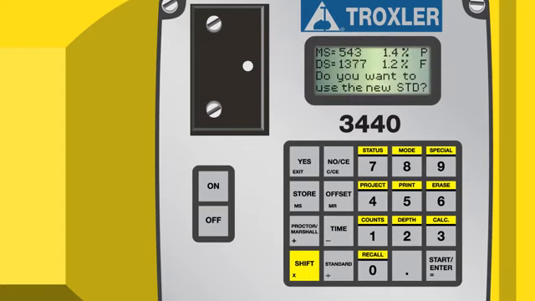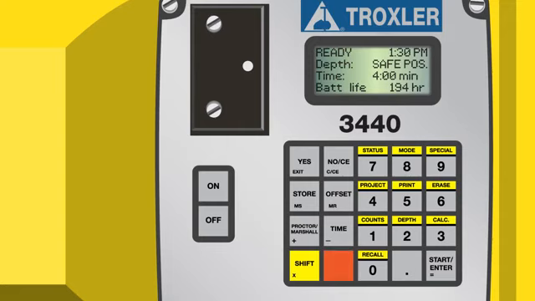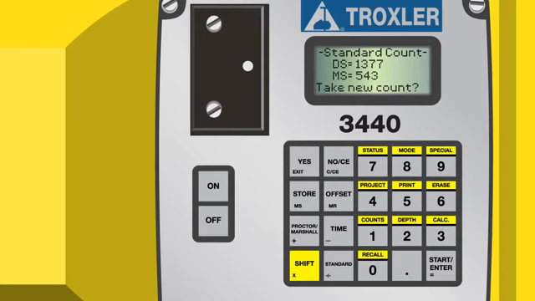The display shows, do you want to use the new standard? Press the Yes key. The new standard has now been saved to the gauge memory, and the display will transition to the main screen. Press the standard key and repeat the process until 4 consecutive passing standard counts are saved in the gauge memory.